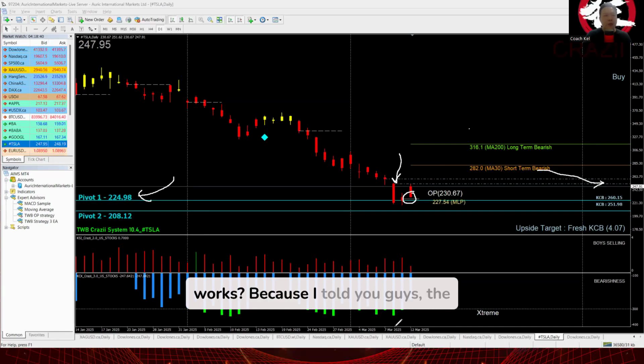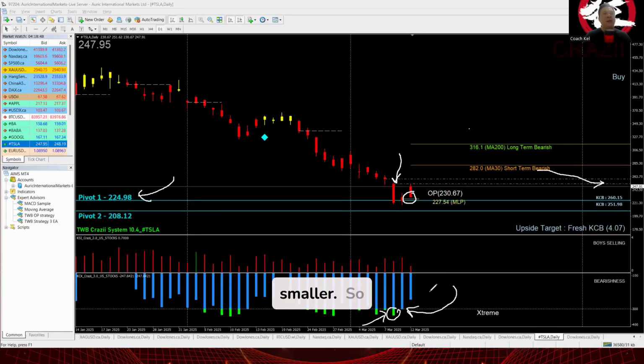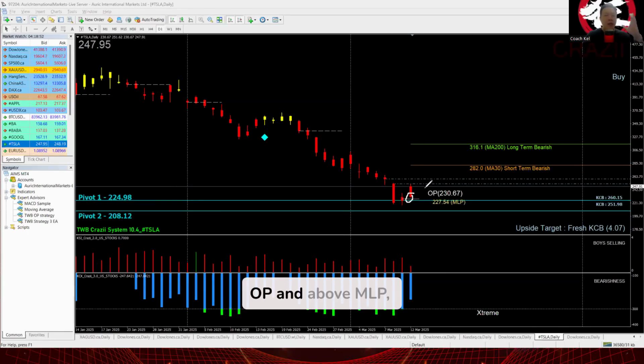Now, how do I know it works? Because I told you guys the KCX was blinking at the bottom here, really big. Then the next day, which is yesterday, the KCX was already smaller. So all you need to do is prepare yourself. If the market stays above the OP and above the MLP, you just buy and you should be able to make money. That is the power of the KCX right now. All clear? If all clear, press the next number, number 7.